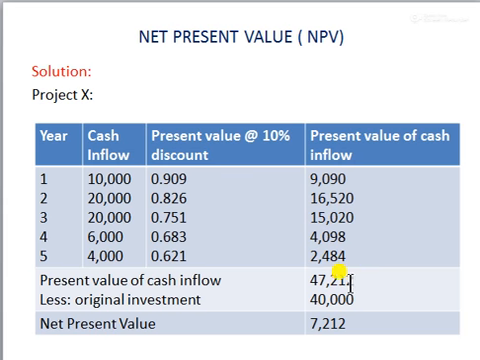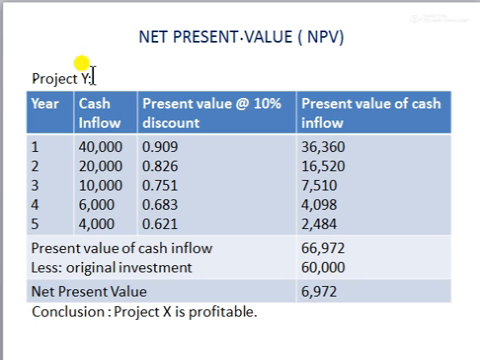This is the total present value of cash inflow, from which we are going to deduct the original investment, that is 40,000. Then finally we get 7,212, that is the net present value.